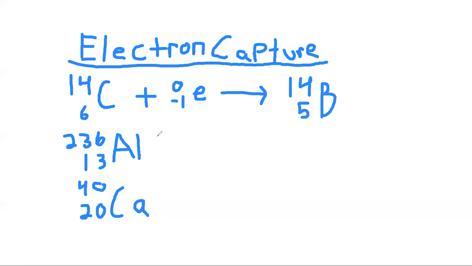And then same thing for this aluminum. We'll have the electron with atomic mass of 0 and atomic number of -1. The 236 will stay the same, and the atomic number will go down to 12. And the element with an atomic number of 12 is magnesium.